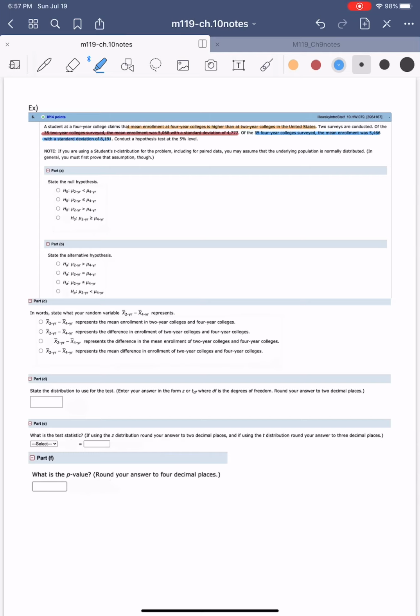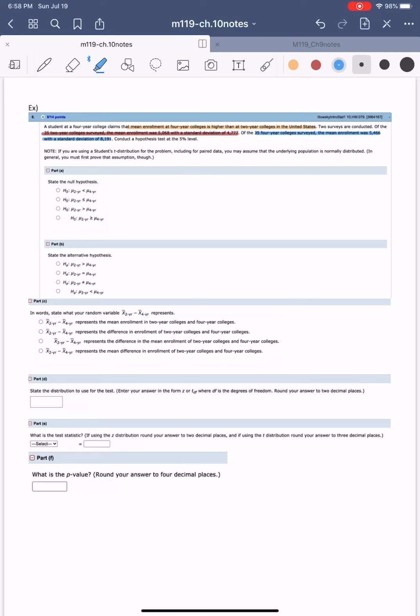So in the past, in chapter 9, it was only one set of data. Now you're dealing with two. That's the only difference between chapter 9 and 10. So the next exam will be just chapter 9 and 10. You have to decide whether you're dealing with one set or the two sets. Okay.